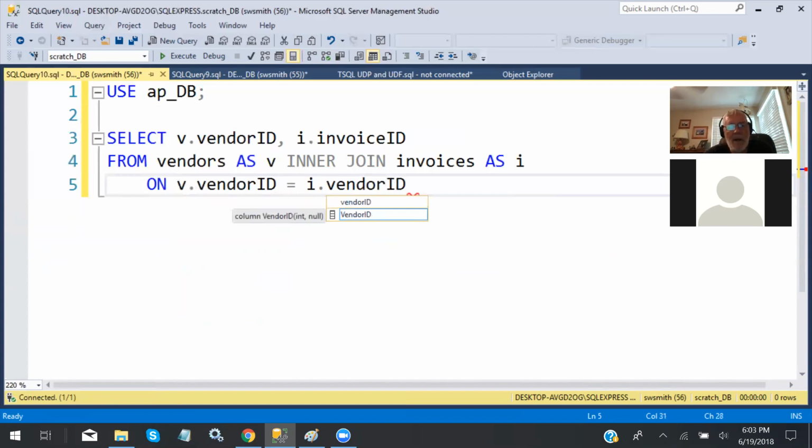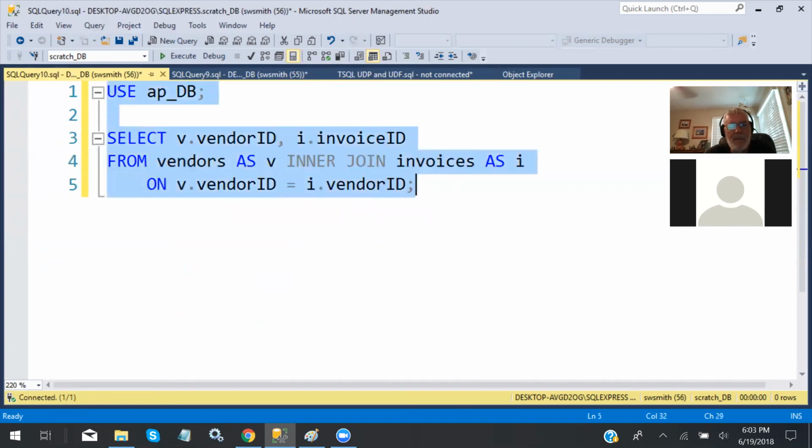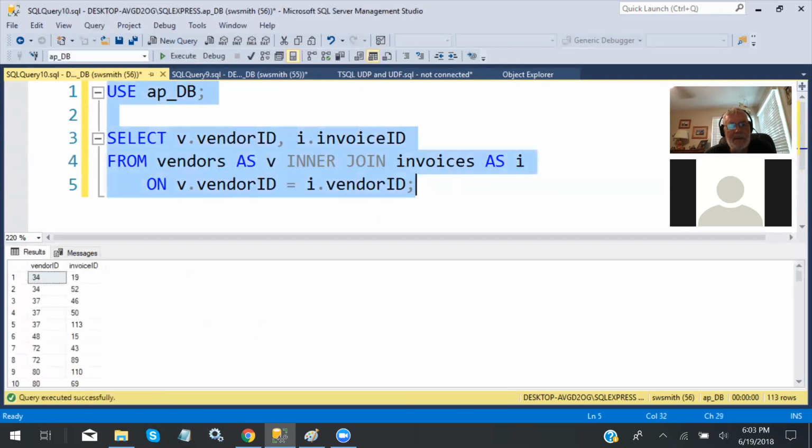I can have a where clause. If I'm interested in a where clause, I can have, where the state is equal to California or something like that. I'm just not going to select one at this time. So if I were to execute this, I see all of the vendor ID, invoice ID pairs. It looks like I'm ordering by the vendor ID by default.